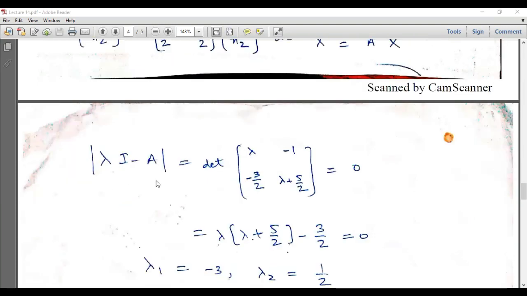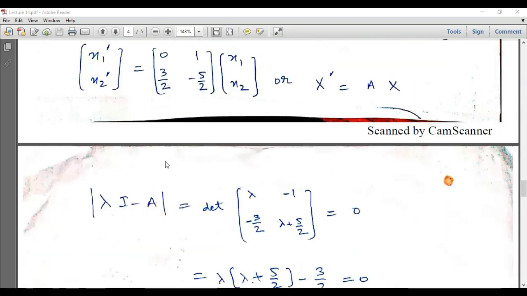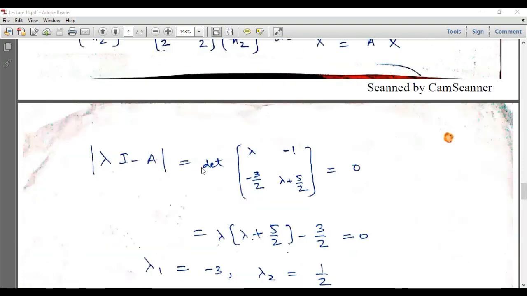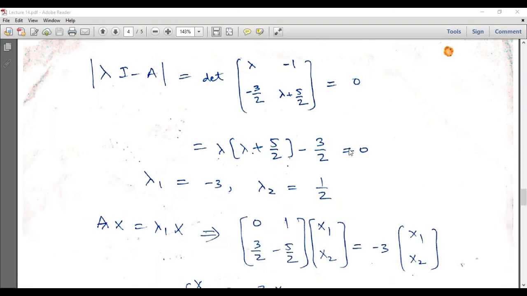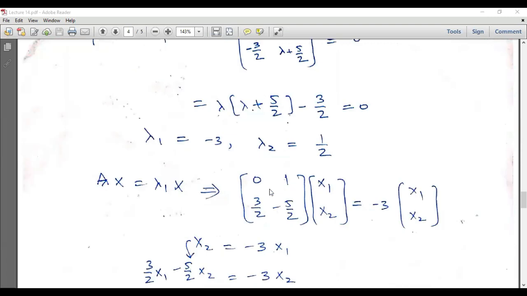So let's evaluate the eigenvalues of this A matrix. Okay, so the determinant of lambda I minus A is equal to the determinant of this matrix, and that should be equal to 0. So let's evaluate the characteristic equation first. And after solving this characteristic equation, these are the two roots which are real and distinct. And now lambda 1 and lambda 2 are the two eigenvalues. So corresponding to lambda 1, we will first evaluate the first eigenvector. So Ax is equal to lambda 1 x. This is A, this is x, x is x1, x2, is equal to minus 3. Again, this is x, right?